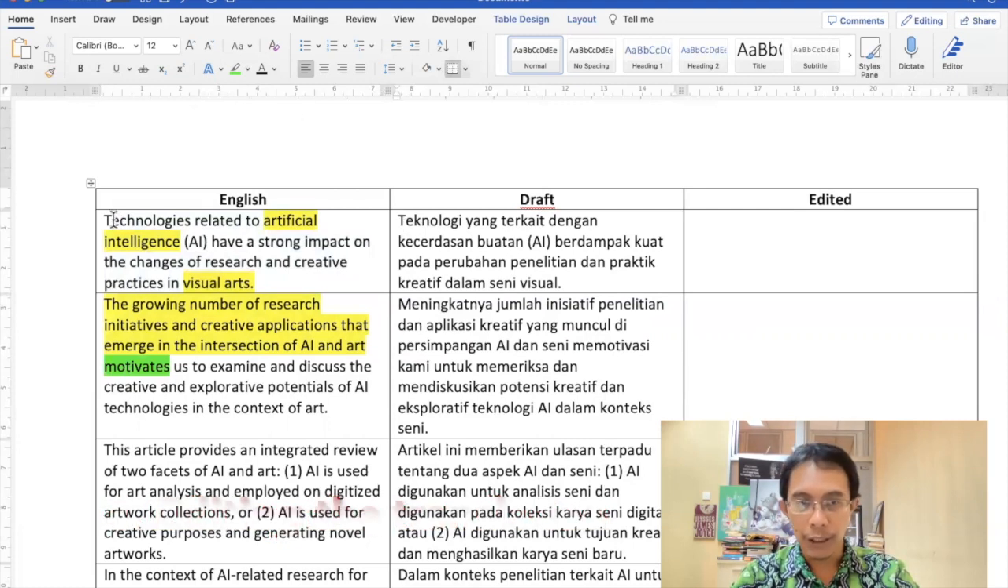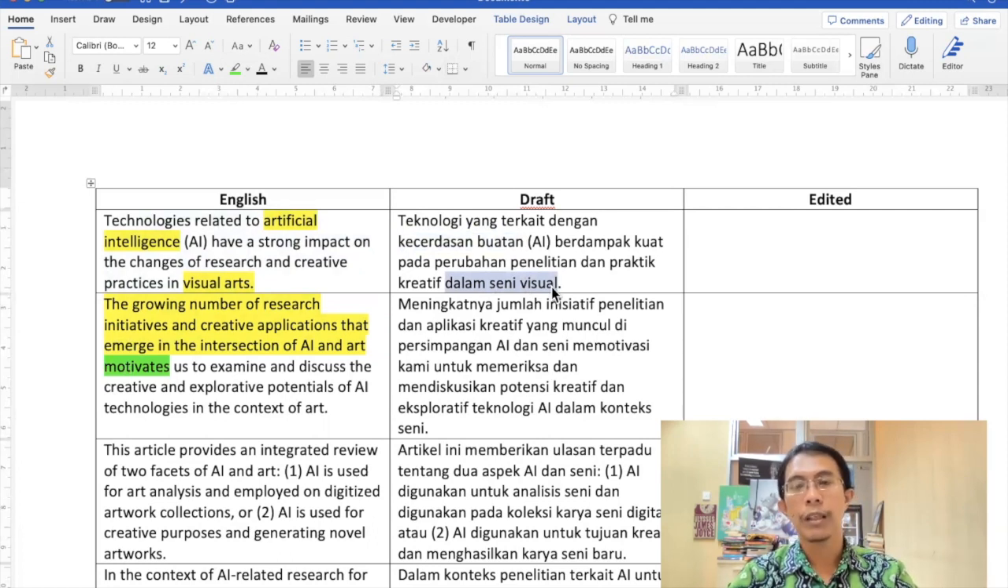Teknologi, we know the meaning of this already. Now we go to the translation. Teknologi yang terkait dengan kecerdasan buatan berdampak kuat pada perubahan penelitian dan praktik kreatif dalam seni visual. This looks okay. The terminology is fine. We have kecerdasan buatan, we have seni visual, so it's good, aman.